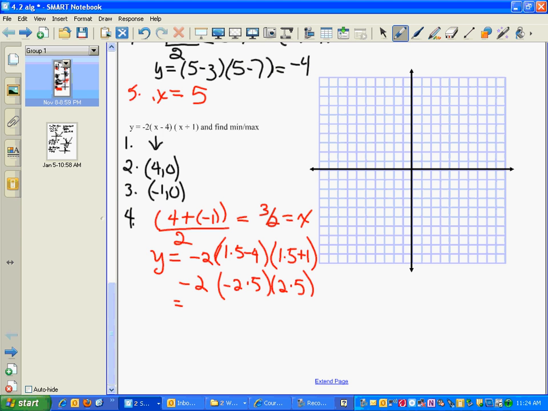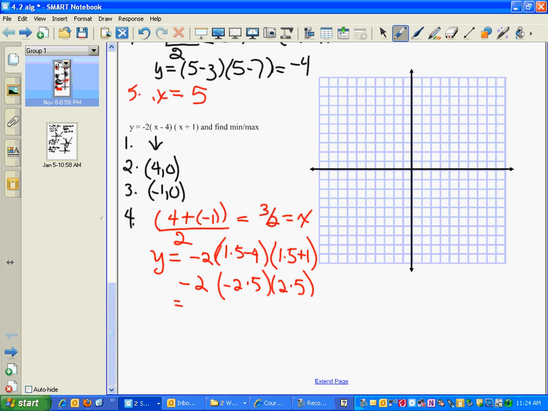So what is this? What is this all going to be? So your intercepts are 4, 0, and negative 1, 0. And our midpoint is 4 plus negative 1 over 2, which is 3 halves. So then I'm going to do 1.5 minus 4, which I believe is negative 2.5. And 1.5 plus 1, which is positive 2.5. Multiply that times negative 2, and what do I get?